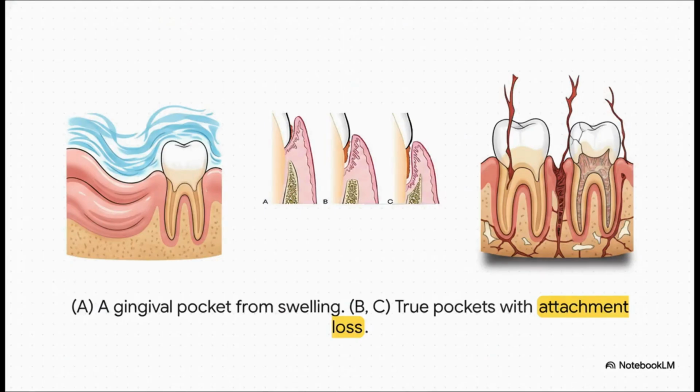And this animation shows that difference perfectly. Over on the left, you can see the gums are just puffy and swollen, moving upwards, which makes the pocket seem deeper. But on the right, that's the real problem. You see the attachment itself moving down the root, and that means the underlying support structures are being destroyed. And what's really tricky is that often both of these things can be happening at the very same time.